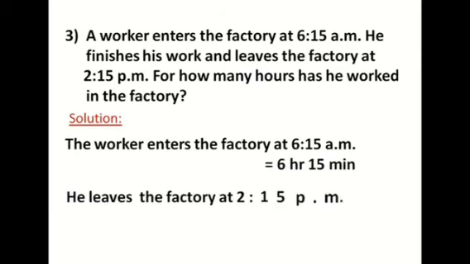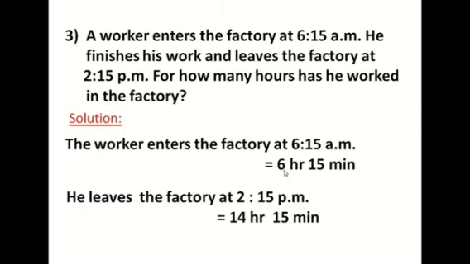And he leaves the factory at 2:15 p.m. So 2:15 p.m. means what? We can write it is 14 hours 15 minutes. Because it is p.m. we have to add 12 with 2. So 2 plus 12 gives you 14. So it is 14 hours 15 minutes.